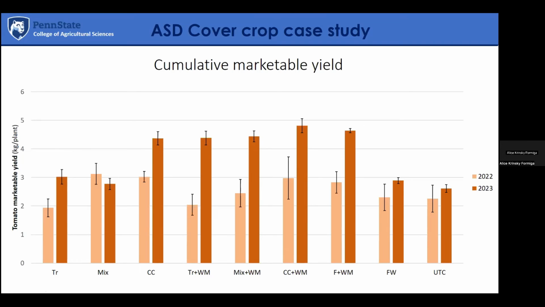In 2023, overall, the yields were higher, and also you can see more of a difference, more of an effect of the wheat midds. At the dark orange bars here, you're seeing that there's really an effect of adding the wheat midds, for example, to the triticale, increased the total marketable yield, also for the mixture. And even for the crimson clover, there was a smaller increase in the marketable yield when the wheat midds were added.